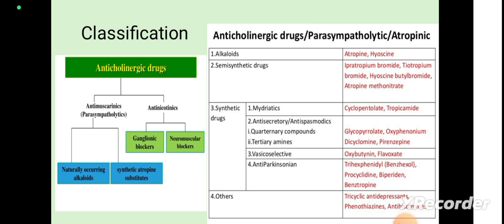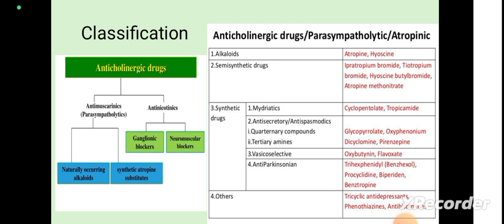In the first photo, anticholinergic drugs are classified into two types according to the receptors, that is antimuscarinics and antinicotinics. Antimuscarinics are also known as parasympatholytics. Now, parasympatholytics are alkaloids, that is naturally occurring, and synthetic atropine substitutes. Then antinicotinics can be ganglionic blockers and neuromuscular blockers.